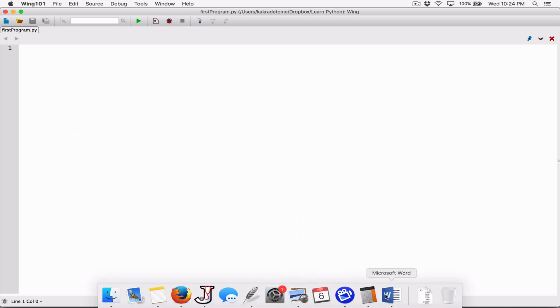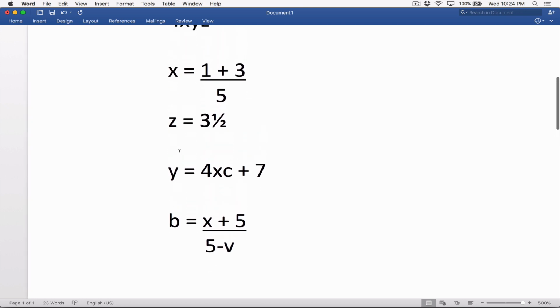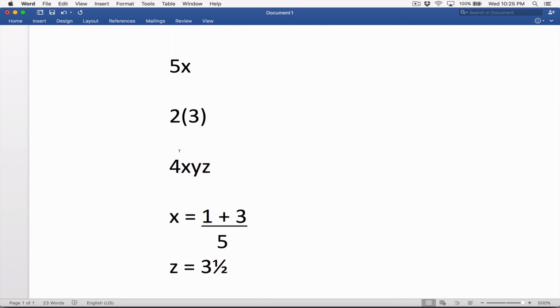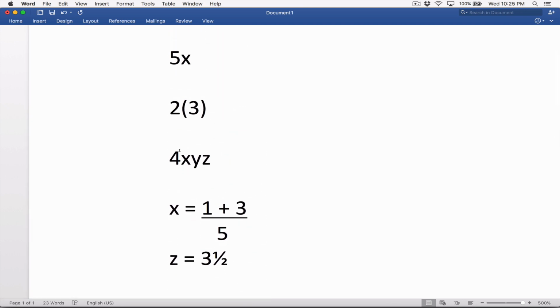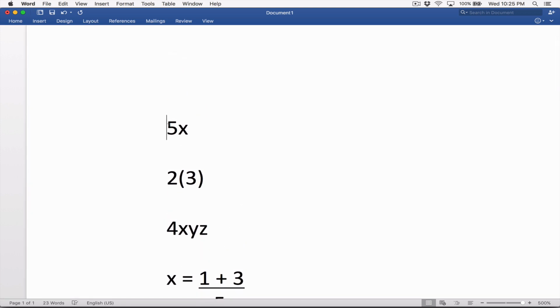Hold on, Microsoft Word. And so we often see formulas like this in our math. And assuming we wanted to write a program that actually uses one of these formulas to, let's say, calculate a value. So let's start with the very top. How are we going to write something like this in a programming statement? So 5x, we know x is a variable, right? We don't know what it is, so we can denote it with a variable.